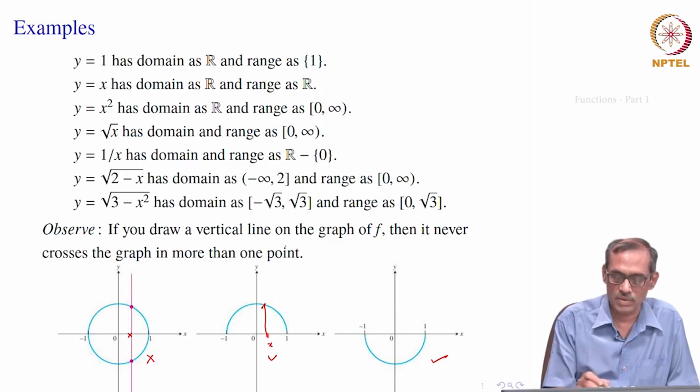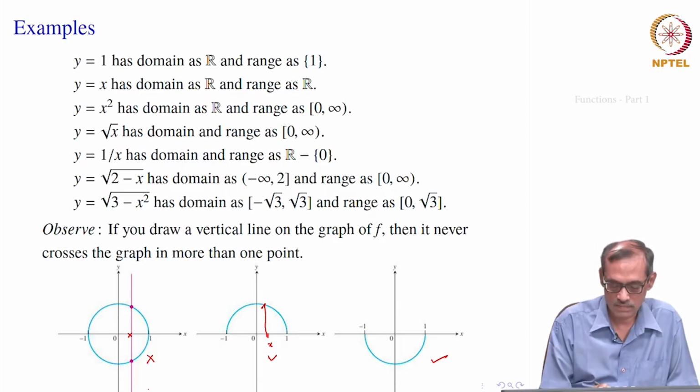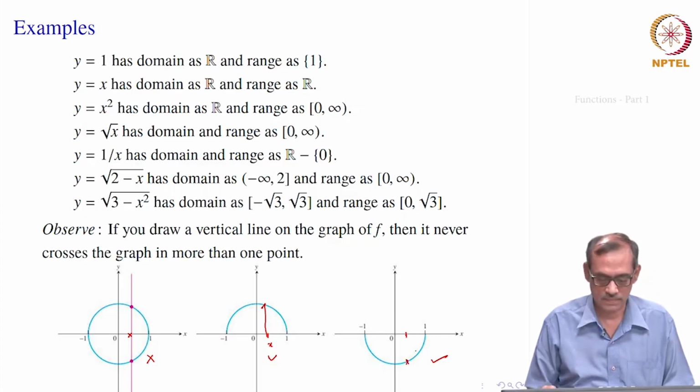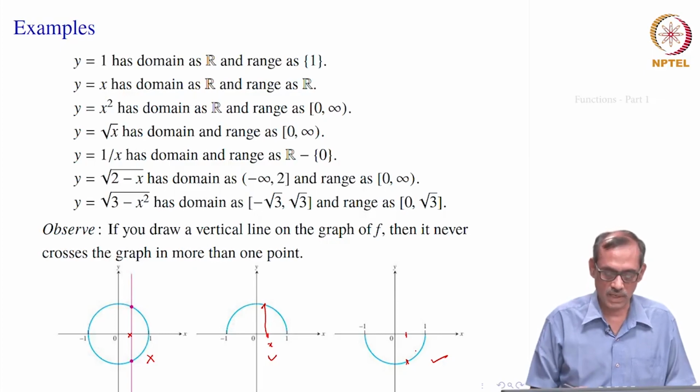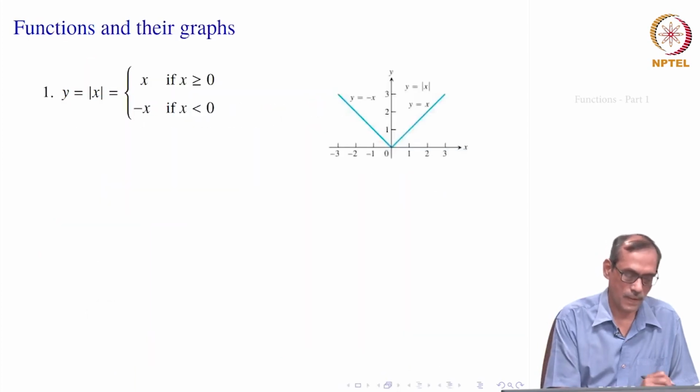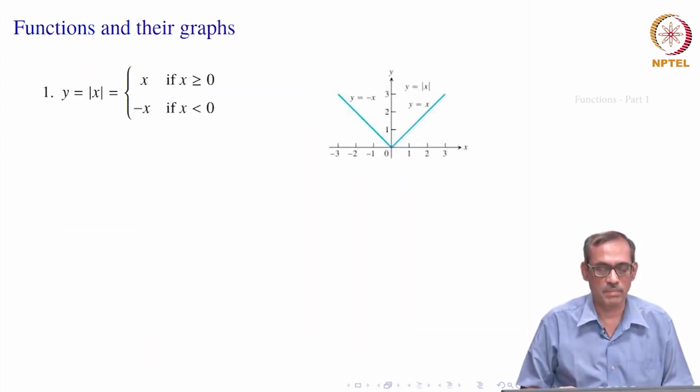So, all that you need to know is, if you draw a vertical line on the graph of f, then it never crosses the graph in more than one point. That is what happens here, that is why it is not giving a function. So, the circle does not depict a function in this sense, but the semicircle either above the x axis or below the x axis depicts a function. If you take x here, you get a unique point here corresponding to that x. So, that is a mnemonic we can use to find out which graphs really are possibly functions and which are not. Let us consider some more examples.